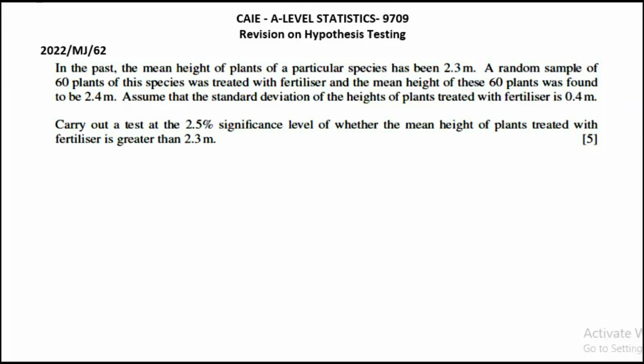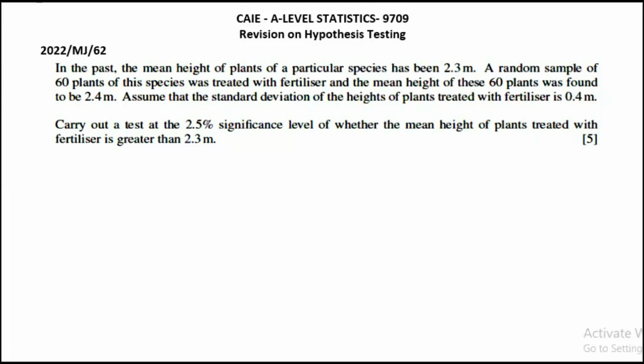In the past, the mean height of plants of a particular species has been 2.3 meters. A random sample of 60 plants of this species was treated with fertilizers, and the mean height of these 60 plants was found to be 2.4 meters. Assume that the standard deviation of the heights of the plants treated with fertilizers is 0.4 meter. Carry out a test at 2.5% significance level of whether the mean height of plants treated with the fertilizers is greater than 2.3 meters.